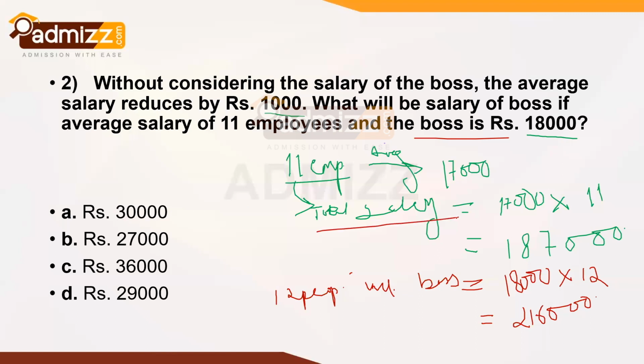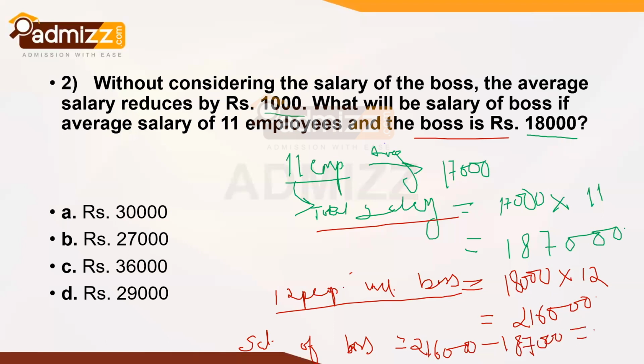This is the total salary of 11 employees. This is the total salary of 12 people, including the boss. So the salary of the boss is equal to 216,000 minus 187,000, which is equal to 29,000, which is option number D. Was this clear to everyone?